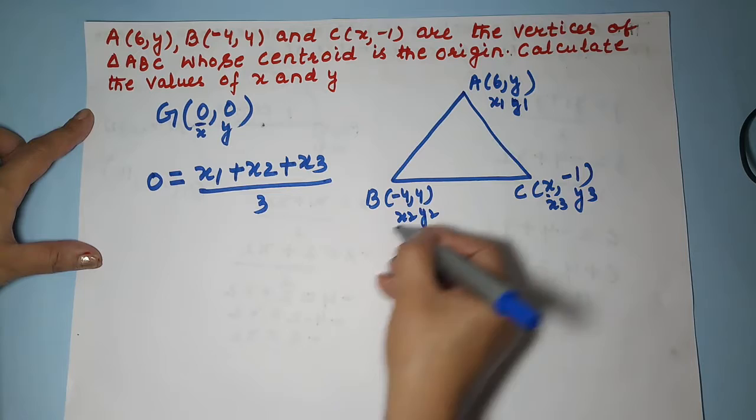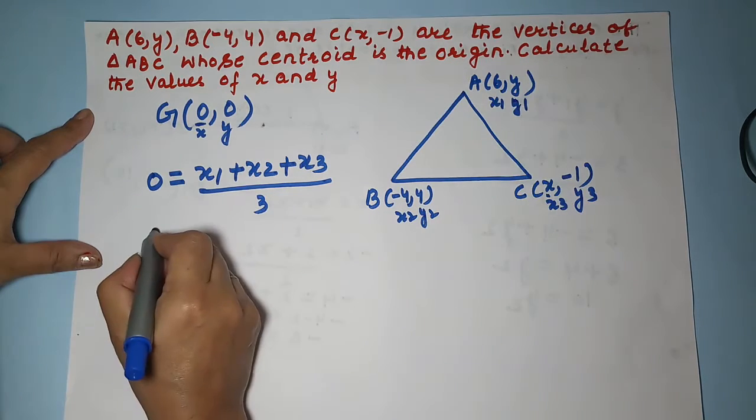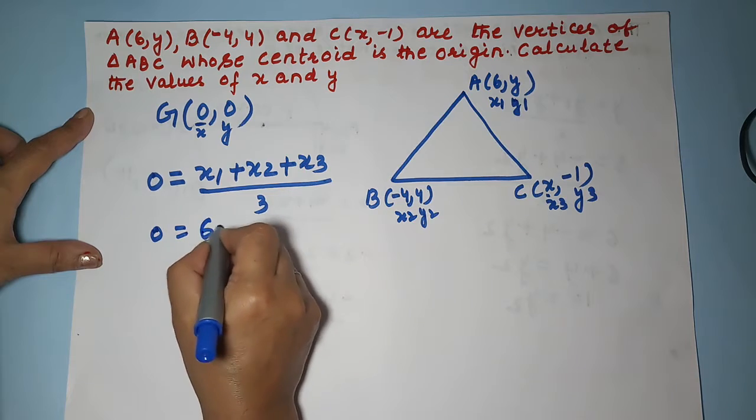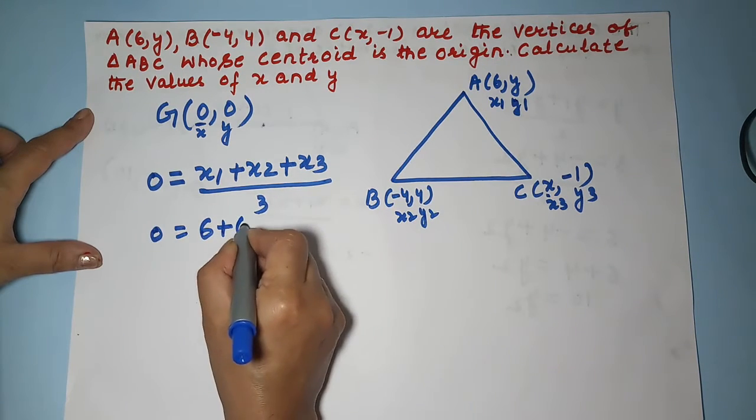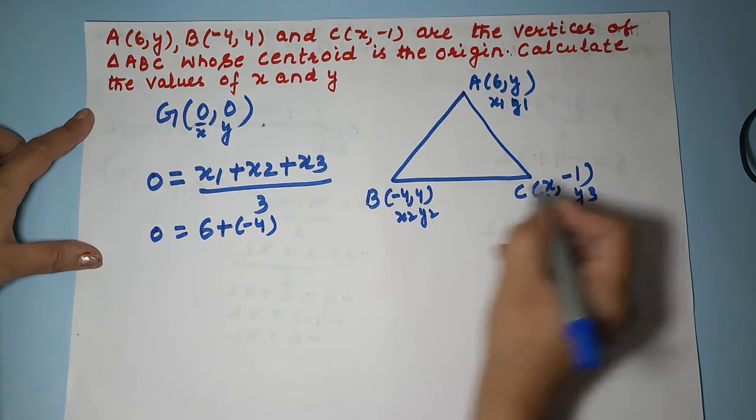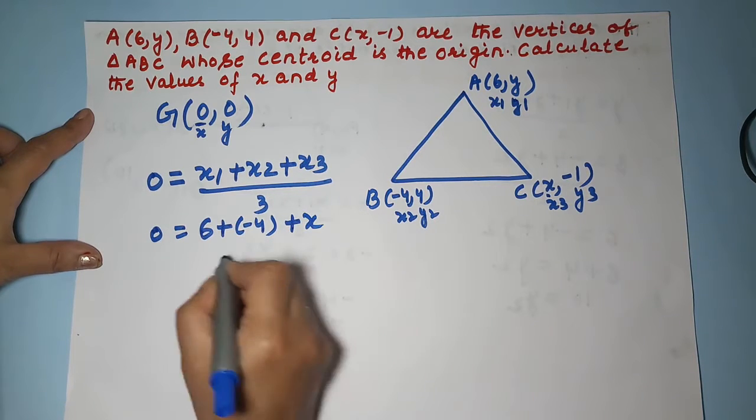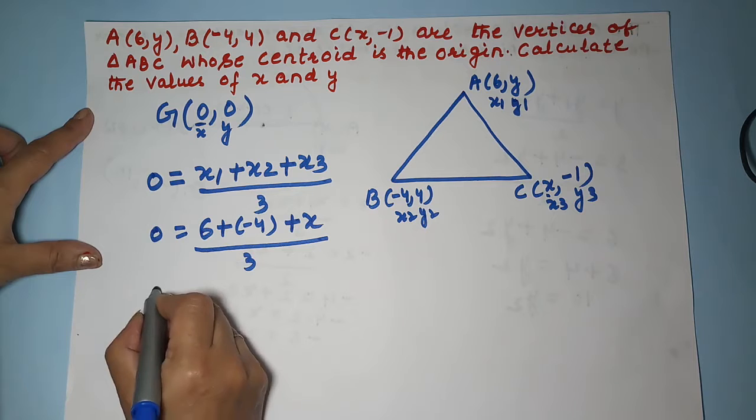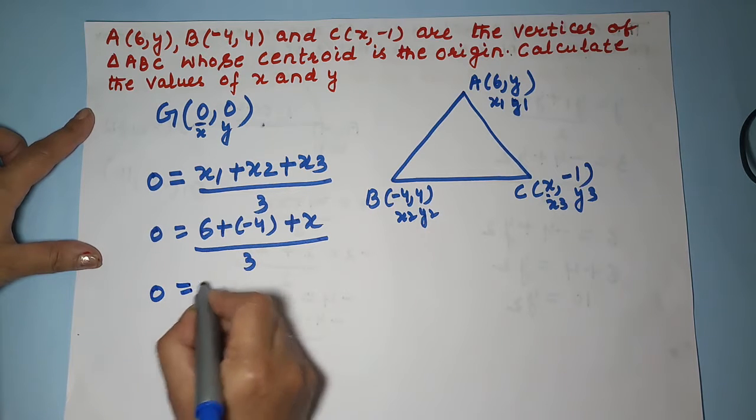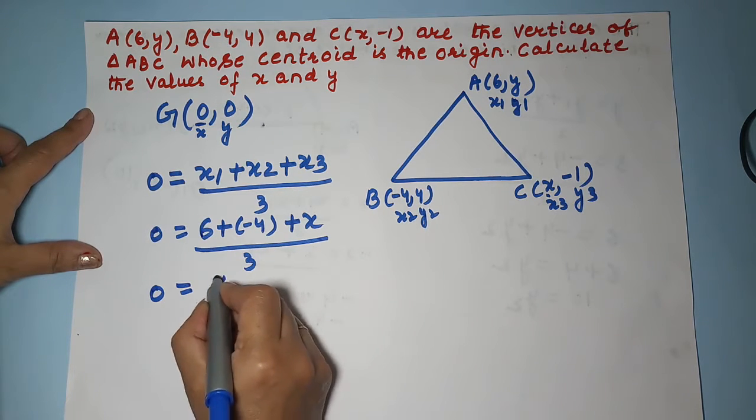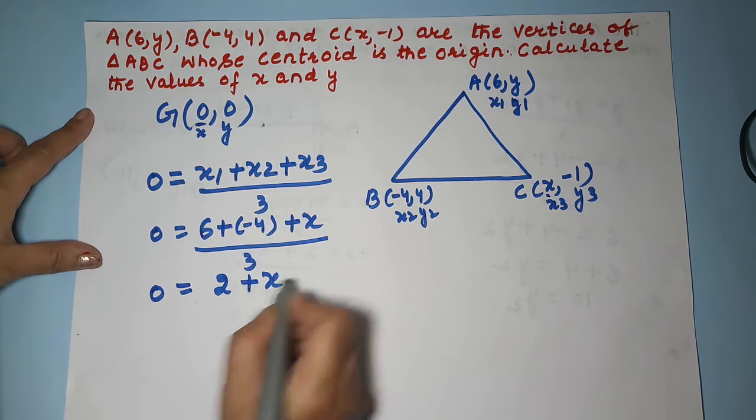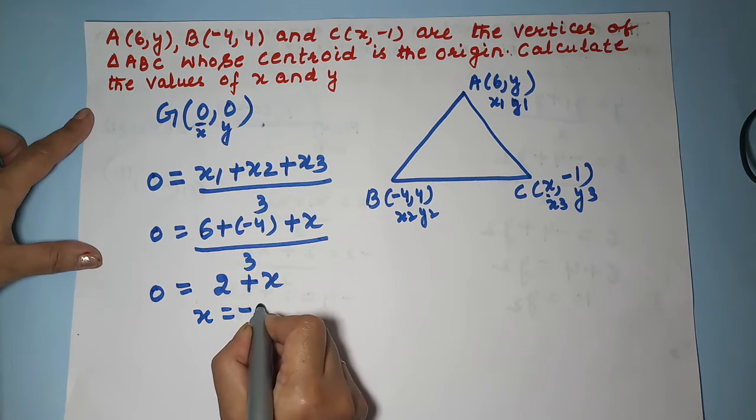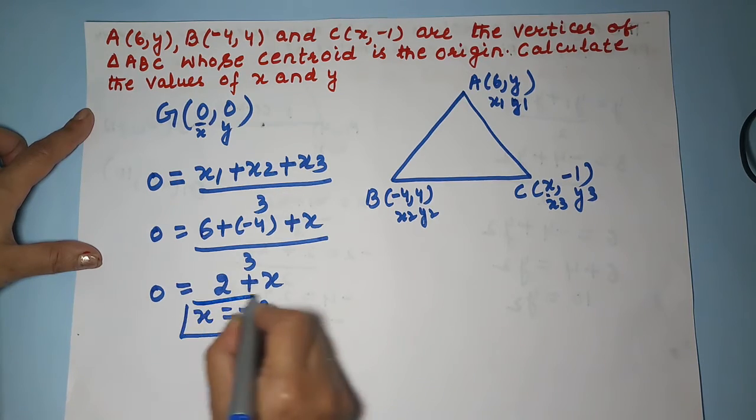So let me substitute the values. What is my x1? 0 is equal to, what is my x1? 6. What is my x2? -4. And what is my x3? Plus x, upon 3. Now this 3 will go here and it will become 0. I have 6 minus 4, which is 2, plus x, right? So what is my x now? -2. I have got the value of x as -2 here.